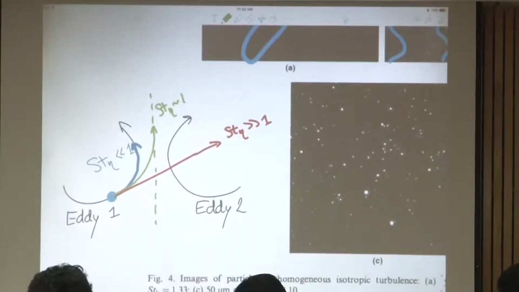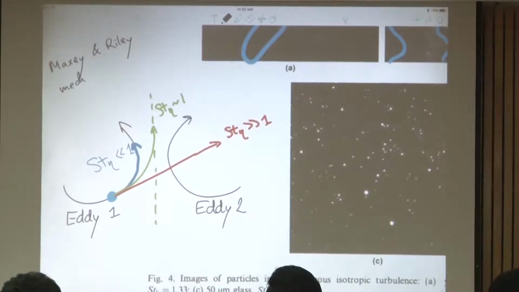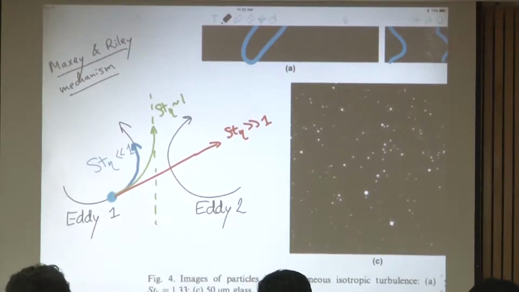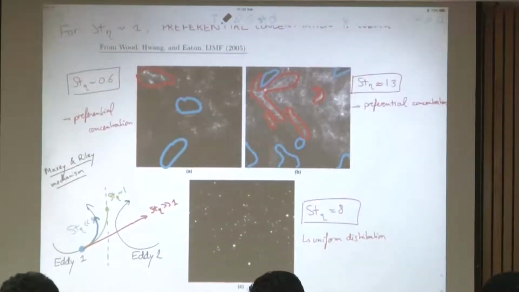This mechanism is referred to as the Maxey and Rayleigh mechanism for preferential concentration. And it fits really well with the description that we've had based on the Kolmogorov time scale for the fluid.